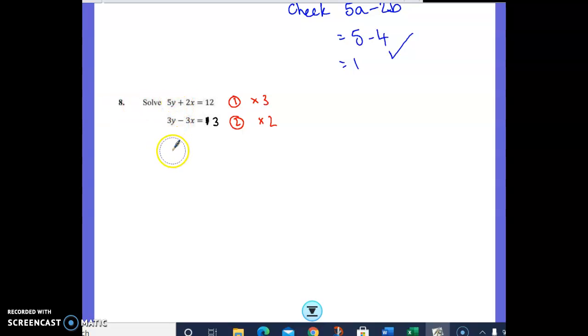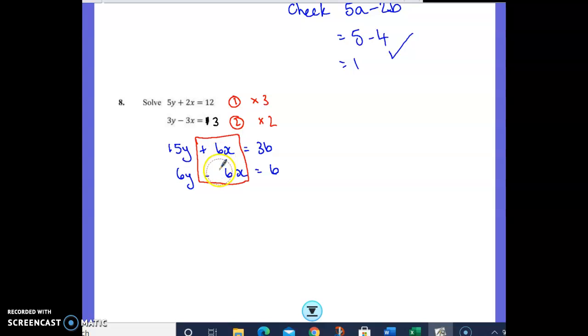Okay, so first one then. 5y becomes 15y, 2x times 3, 6x, 3 12s, 36. Second equation by 2 gives me 6y minus 6x equals 6. Then we look at our signs of the ones that we've made the same, which are these ones. I've got a plus and a minus. We've got different signs, so we are adding.